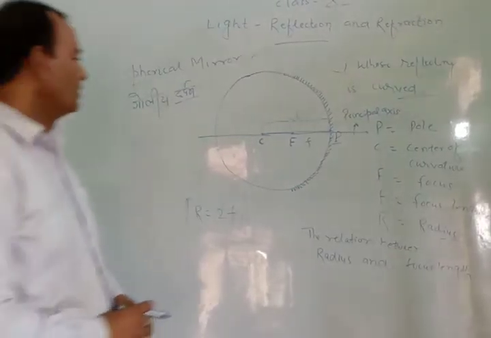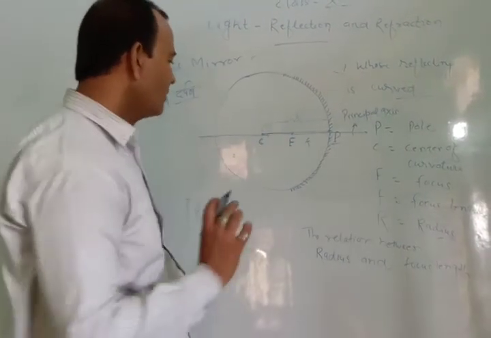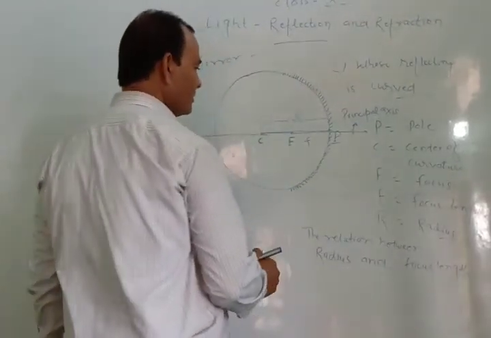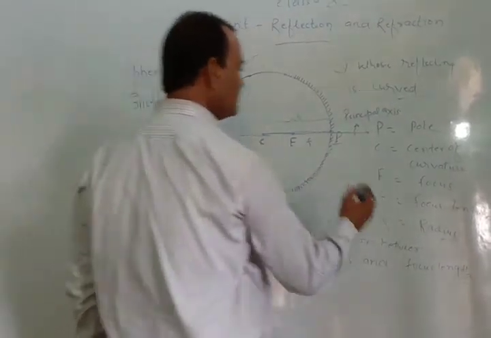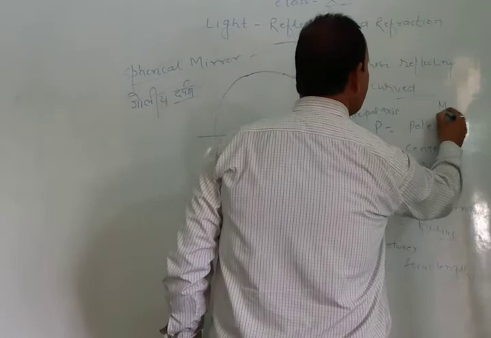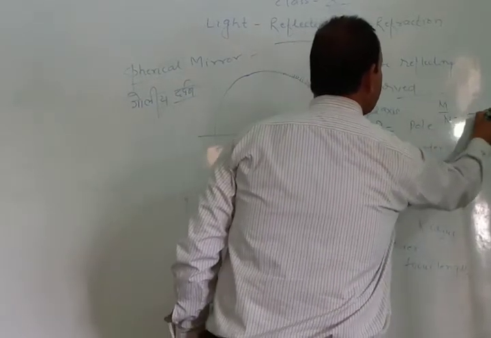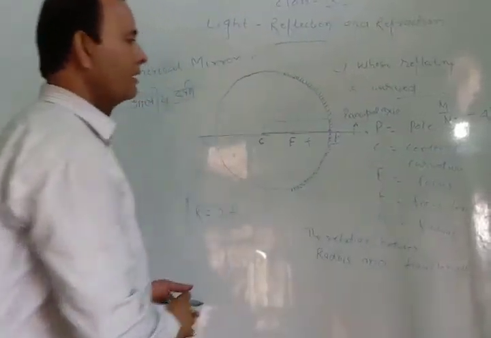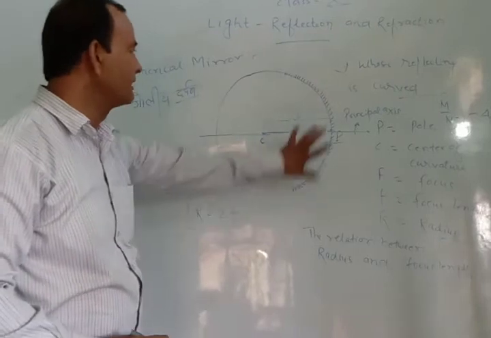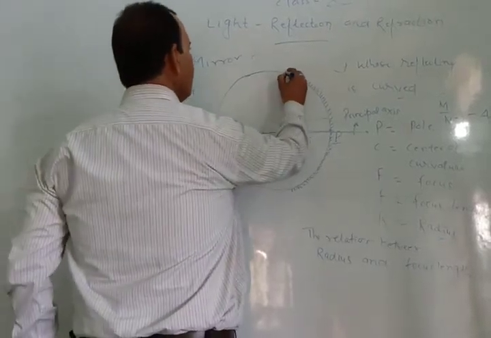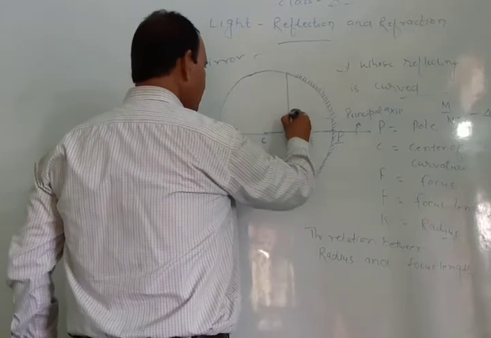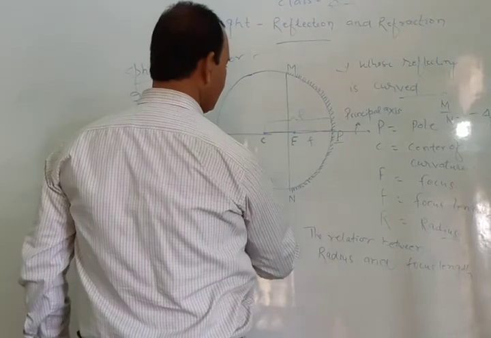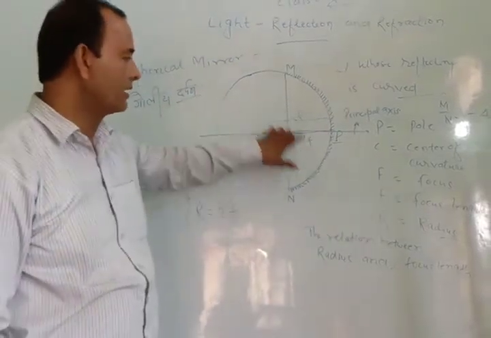Now one more thing. Here you can see the aperture, generally denoted by M and N. So what is aperture? When we cut one piece of mirror from a whole spherical mirror, the straight line drawn from one end to the other end is the aperture, denoted by M and N.